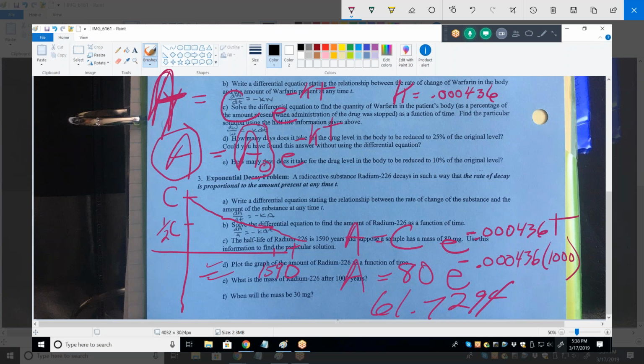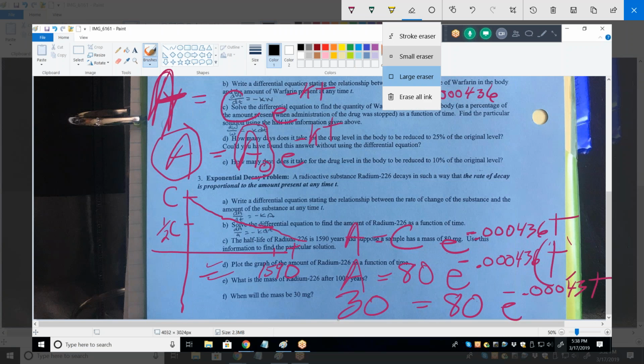When will the mass be 30 milligrams? Well, we're going to take that same equation and substitute 30 over there. In other words, when does 80 become 30? Do you know how to solve that for t? I'll bet you can too.